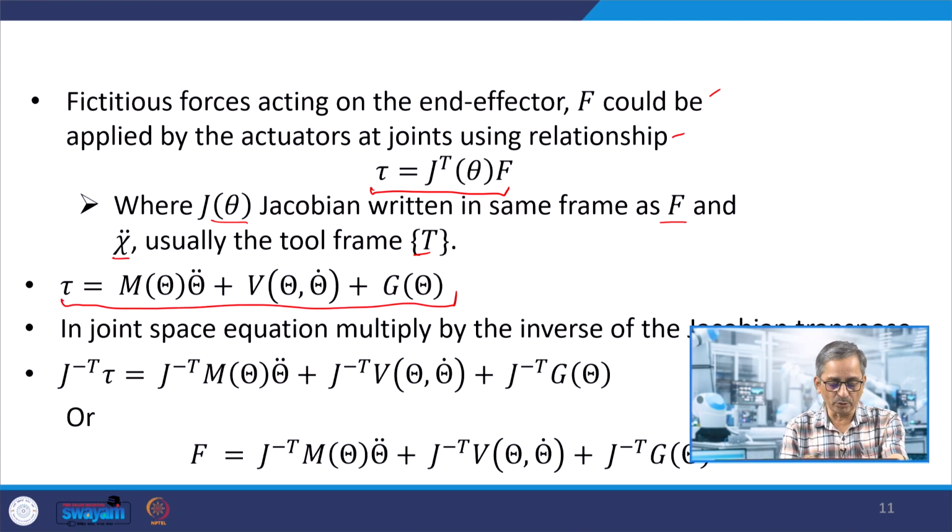So, what I do, I multiply with the Jacobian transpose inverse here. In order to get the F value, I have to multiply this tau with the Jacobian transpose inverse. So, I do that, and this is what I get over here. I put it in this term, this term, this term. Now, I can replace this as F from here, and the other terms are as they are.